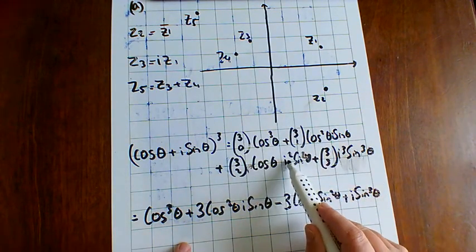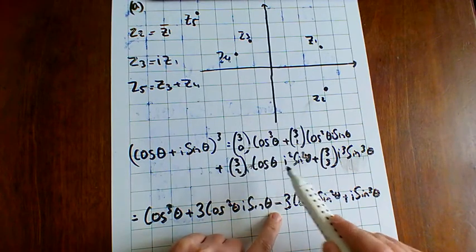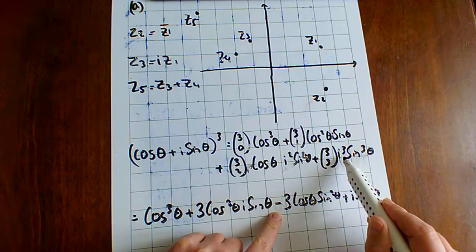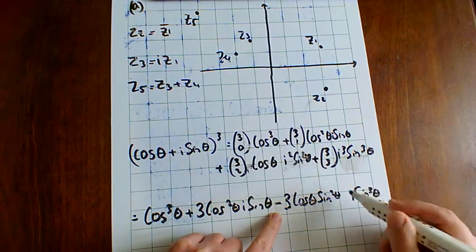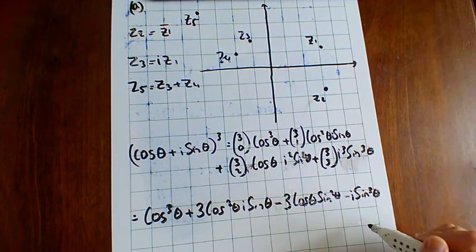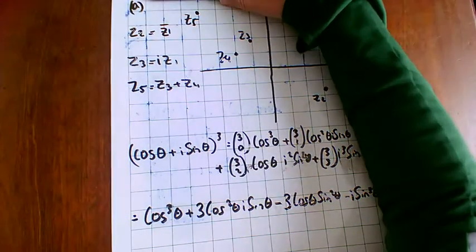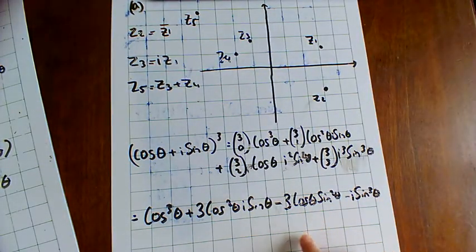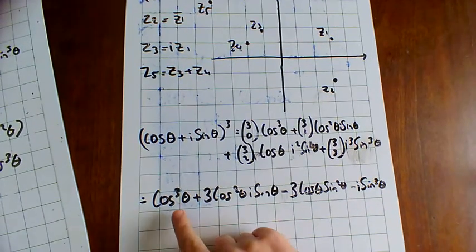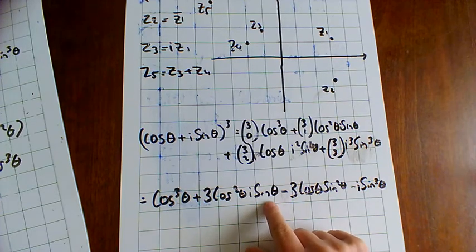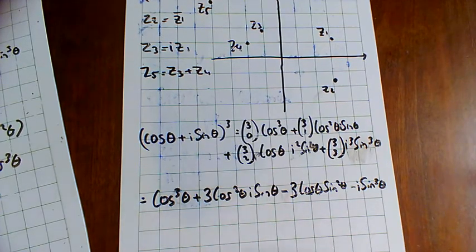In this one, the i squared changes to minus 1, that's where we get the minus 3 cos theta sine squared theta, and this i cubed becomes a minus i, so this should be minus i sine cubed theta. And that's it fully expanded. In the book it has c cubed plus 3c squared s, but I've left it as that.